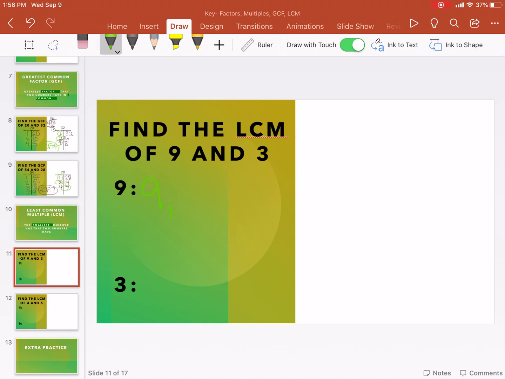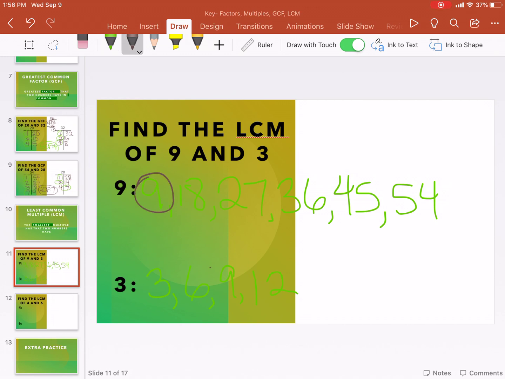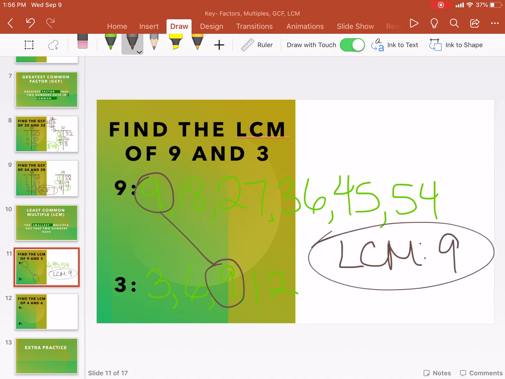Count by nines. 9, 18, 27, 36, 45, 54, and you could keep going. Let's do threes. 3, 6, 9, 12. And once you see the smallest one, then you're good. So the least common multiple for this one is 9, because that's the smallest number they both have. Do they both go to 18? For sure. Both go to 36? For sure. But the least common multiple is 9.